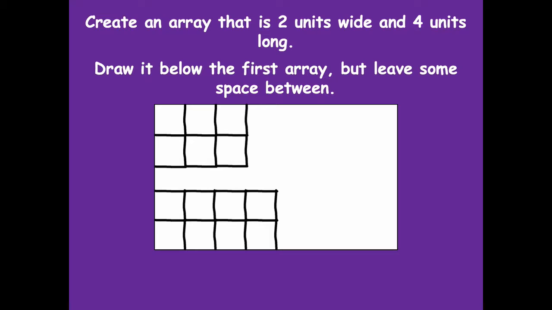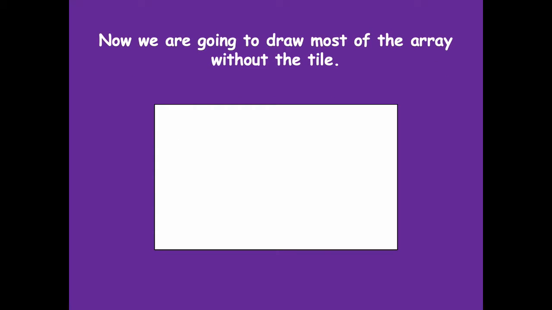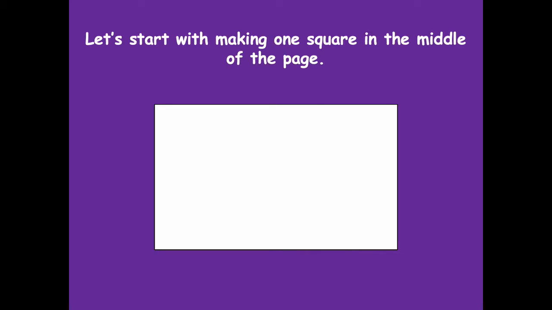Okay, awesome. Now, for some reason, if you took your array and you actually drew your array up and down on your paper instead of side to side like I did, that's okay too. Okay, so you're modeling a similar array, you just turned it on sideways. All right, so now we're going to draw most of the array without the tile.